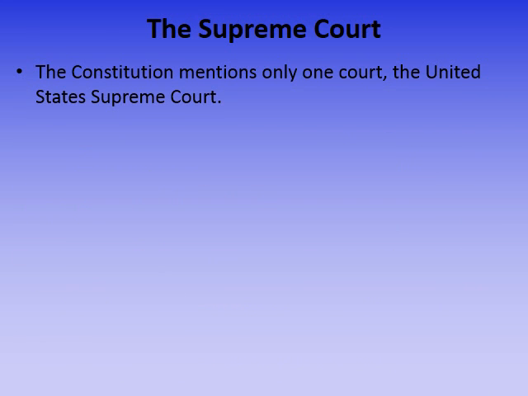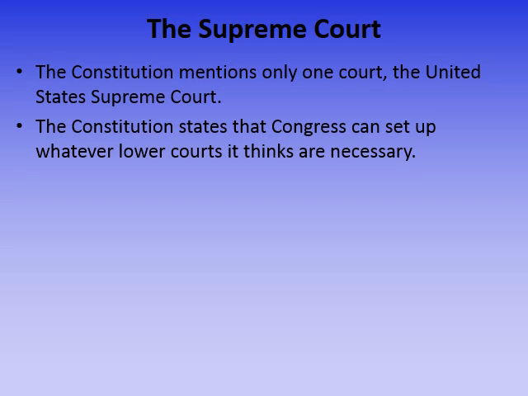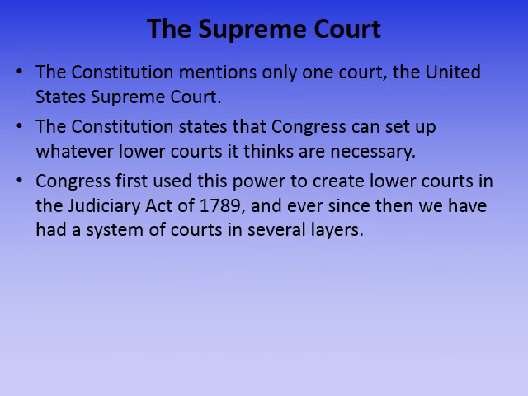When you look at the Constitution, Article 3, it actually covers the judicial branch, and it only mentions one court, and that's the United States Supreme Court. However, the Constitution states that Congress can set up whatever lower courts it thinks are necessary beneath the Supreme Court in our judicial system. Congress first used that power given to it to create lower courts in the Judiciary Act of 1789, which is a law passed way back then. And ever since then, we have had a system of courts in several layers, and we will look at how those layers fit together a little bit later on.